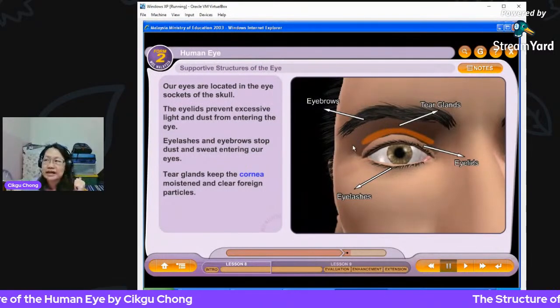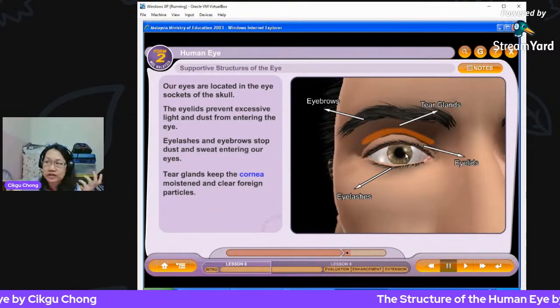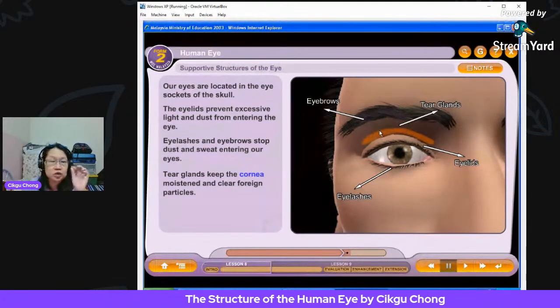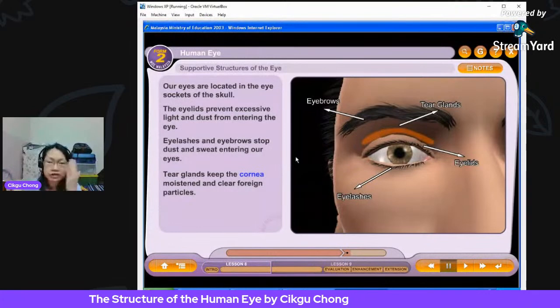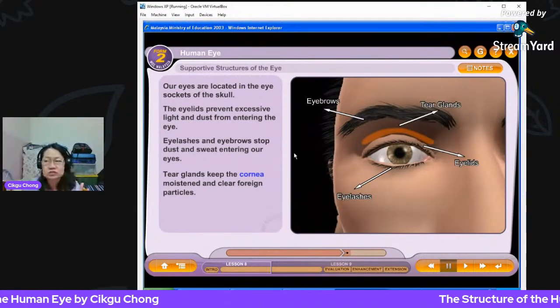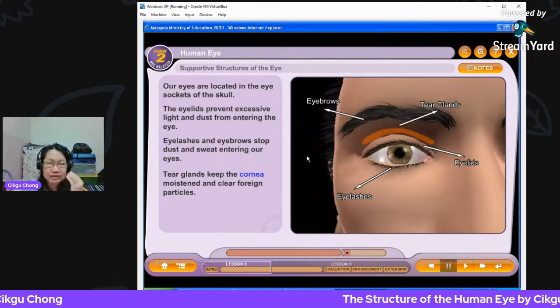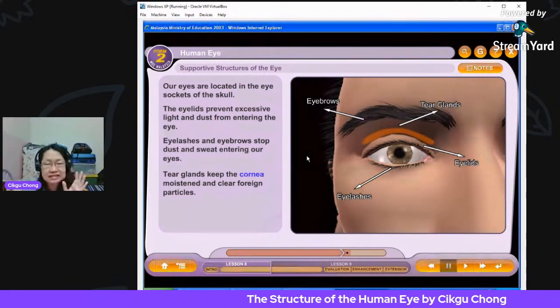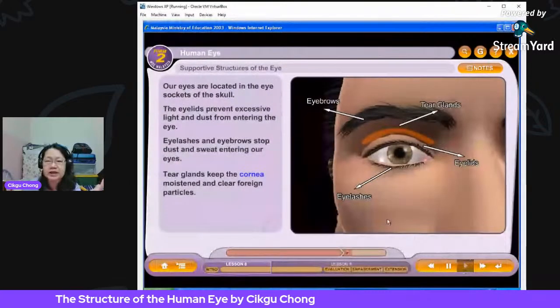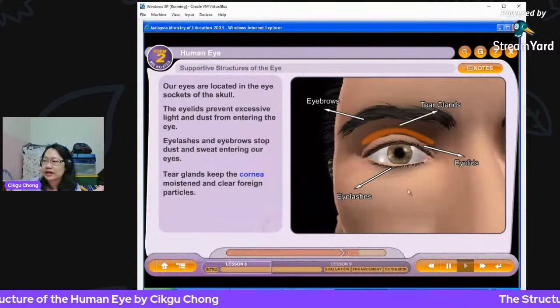Okay, then you have tear glands, which keep the cornea wet. Tear glands are the ones that produce your tears. The cornea is the layer on the front side of your eye, and the tears make it wet, so that it can also clear away dust particles. 好像要洗你的眼睛这样咯, it's like water to wash your eye, okay? Okay, let's go to the next one.